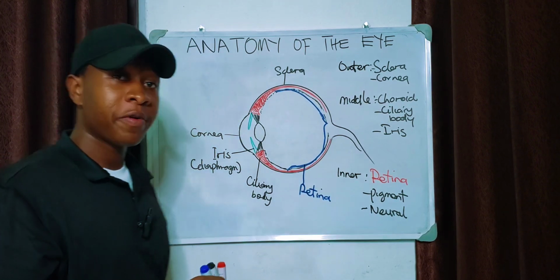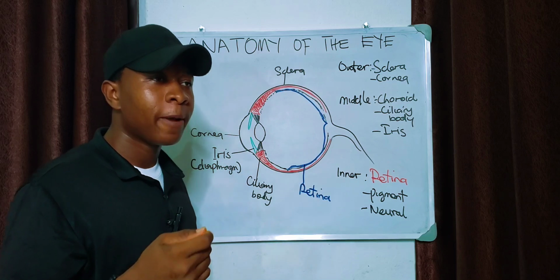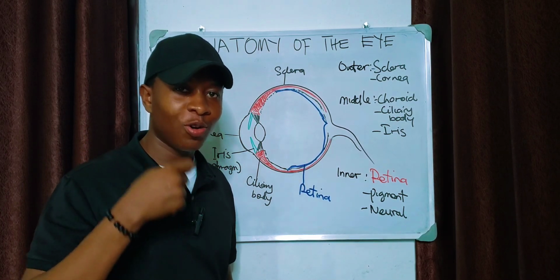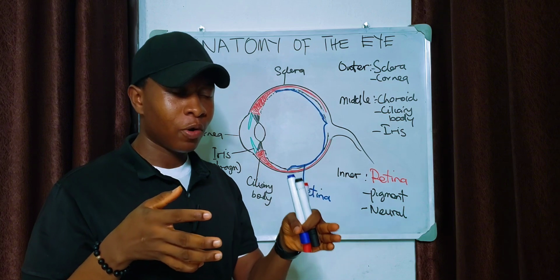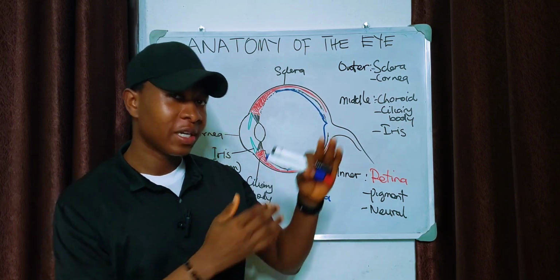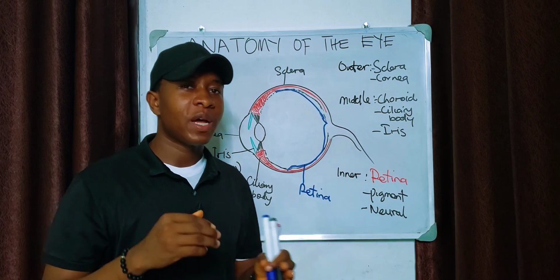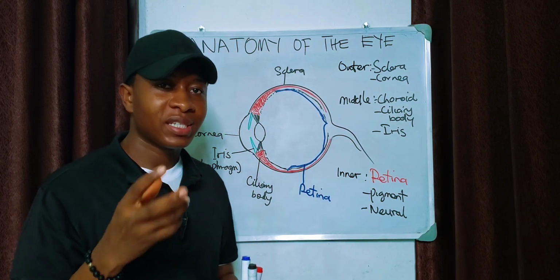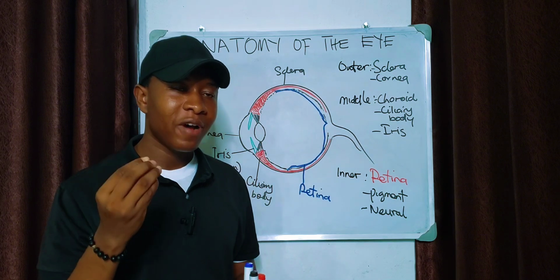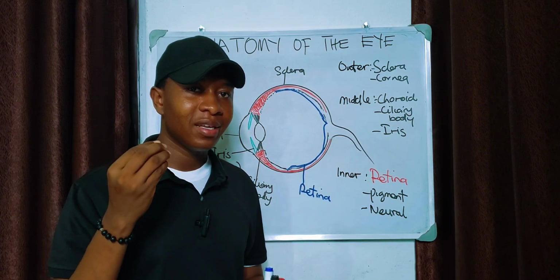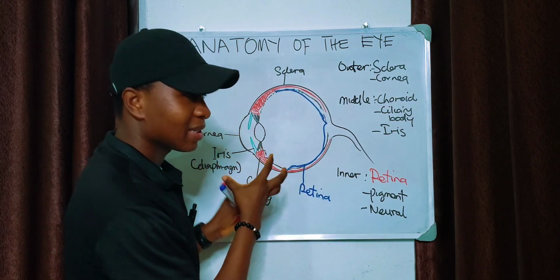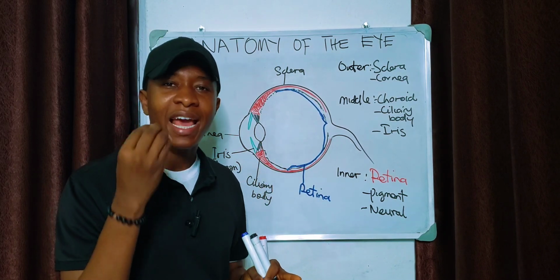Now, the neural layer is very important because this is actually where light is transduced. Transduction occurs to convert light into electrical signals that are transferred to the brain. Remember that the ears only understand sound. Whatever the ear hears, it hears it as a sound. Same thing happens to the eyes. Whatever it sees, it sees as light.